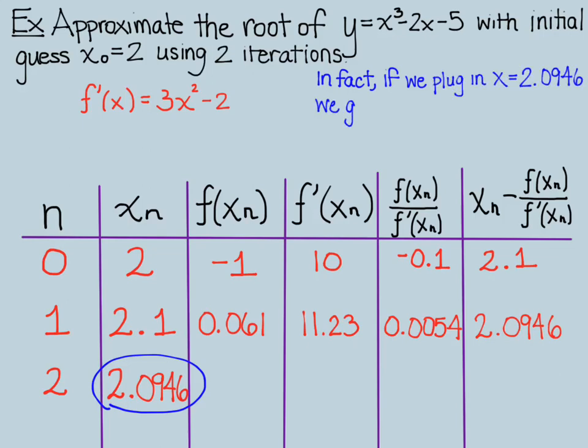In fact, if we try plugging in x equals 2.0946, we get y is approximately 0.000541. So we ended up with a pretty good approximation of the root to this equation. But if we needed to get an even more accurate approximation, we could just repeat the process again and we would get even closer to the real root.